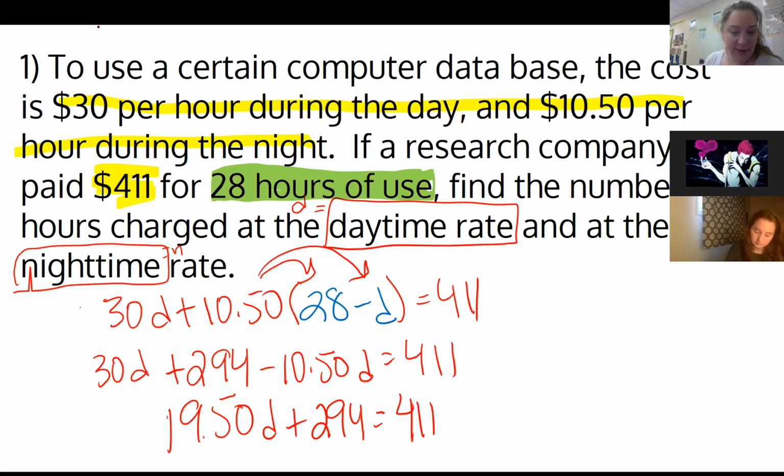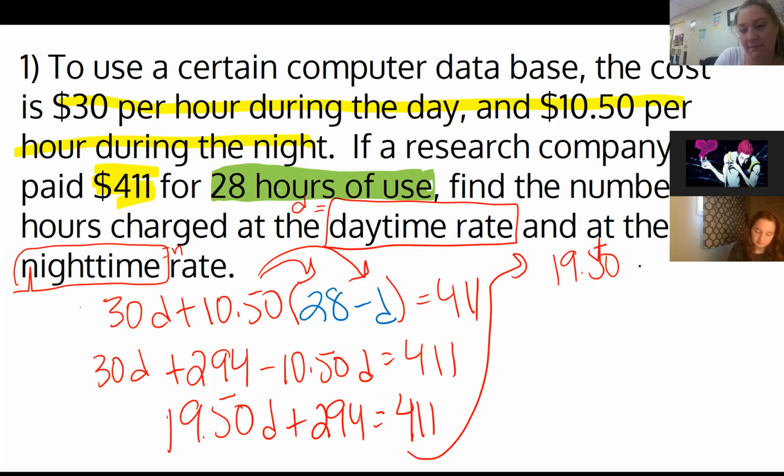Let's subtract 294. So 411 minus 294, move it over to the other side. That gives me 19.50D is now equal to 117. And then we're gonna divide that by the 19.50. And I get D is equal to 6. Okay. That's not my complete answer. That's just half of my answer, right? That's my daytime rate. So daytime rate is gonna be $6 each hour for the daytime.